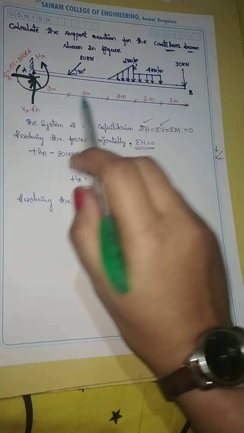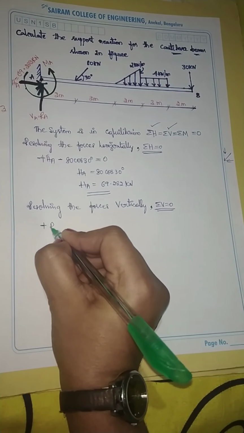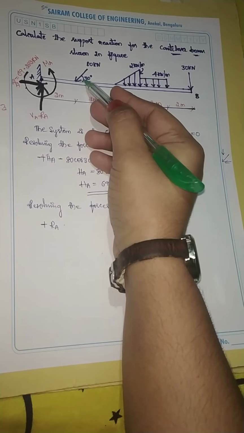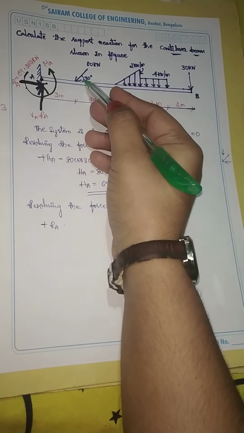So first one you can see VA, that is going upwards. We already know upwards is positive, downwards is negative. So plus RA. Next here it is going to split into two directions. So this is minus 80 sin 30 degree. Yes, here be careful with the UVL and UDL. We already know UVL is also called a triangular load. So minus half into base into height. So this is one.